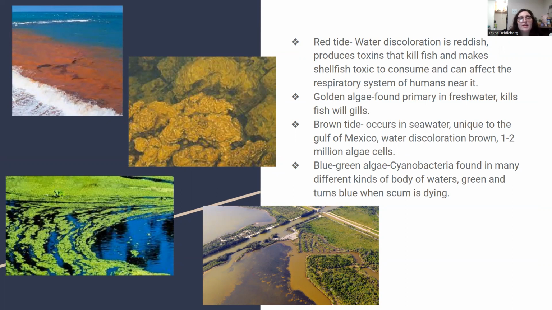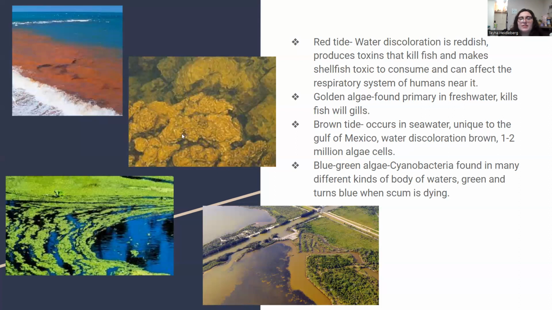So then golden algae is this one right here. Golden algae is found primarily in freshwater, and it kills fish with gills, which means it is one of the ones that smother the fish. It makes a layer and it smothers them. And this one is also found primarily in the cold times, so you'll see it primarily in winter, but not as much in the summer.